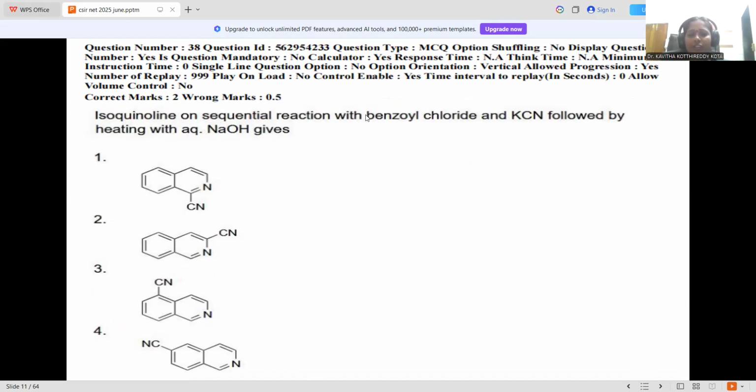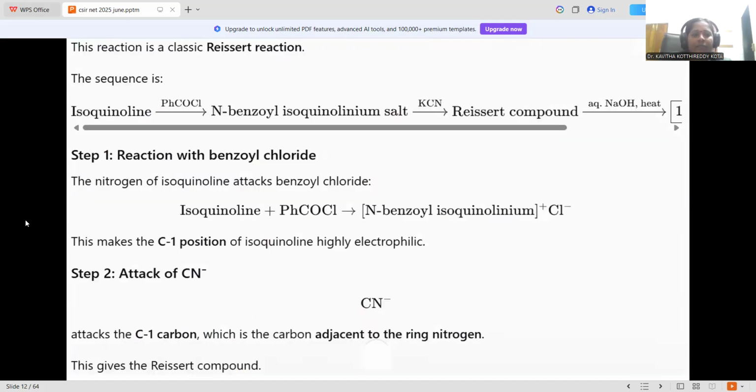Isoquinoline on sequential reaction with benzoyl chloride and potassium nitrile, followed by heating with aqueous sodium hydroxide gives. This is the named reaction. So in order to get the proper product of this isoquinoline, this is a part of heterocyclic chemistry, again an organic chemistry question. So here, let me introduce the named reaction.